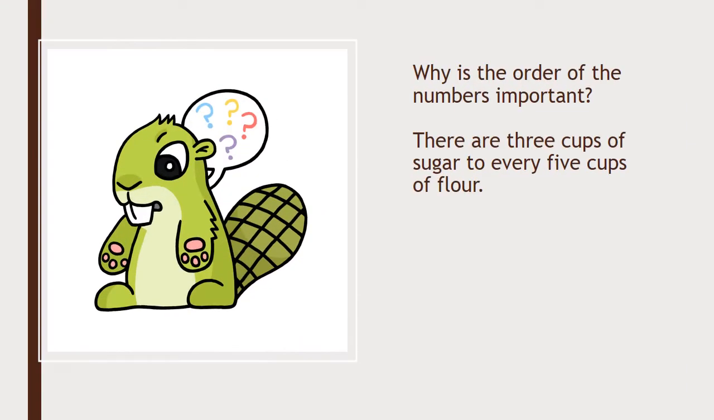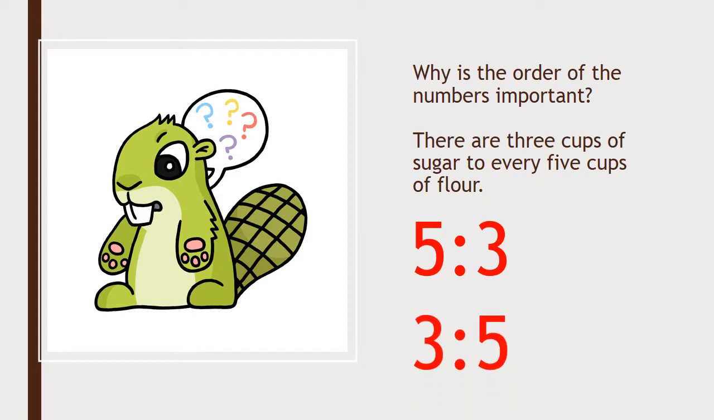Why is the order of the numbers important? Let's imagine there are 3 cups of sugar to every 5 cups of flour, and I'm trying to make a cake. And that's what my recipe says. It says I need 3 cups of sugar for every 5 cups of flour. And so I recorded the ratio in my head as 5 to 3. Would that be okay? Or should I record it as 3 to 5?